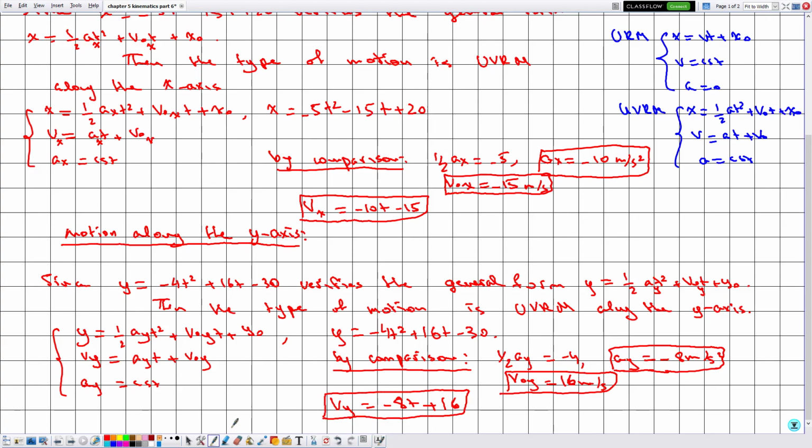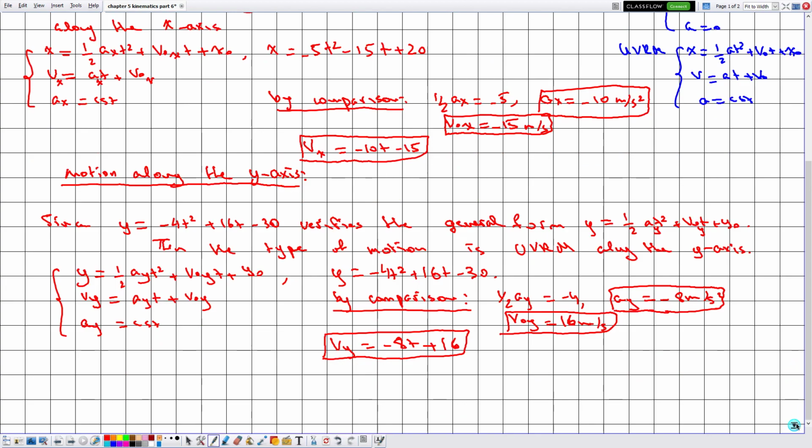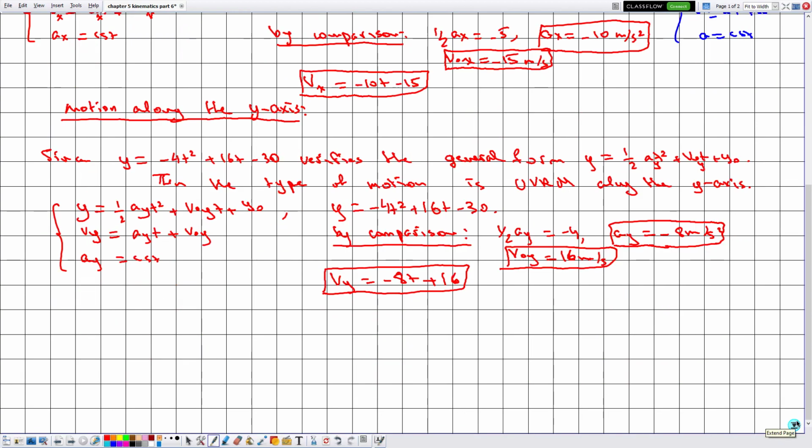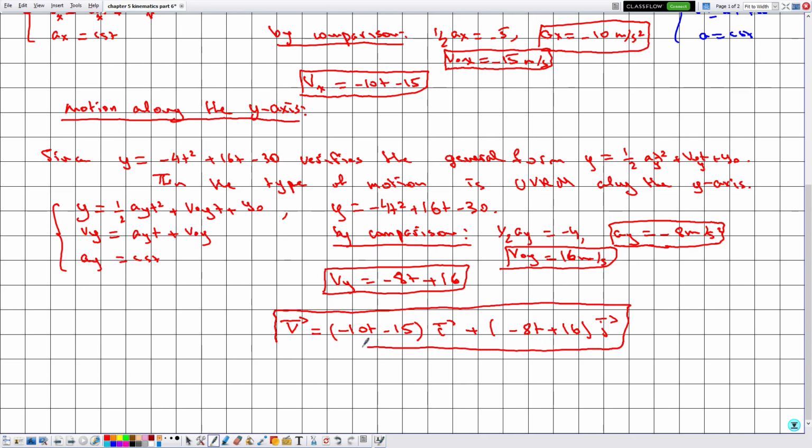Now after we have determined the x component and the y component of the velocity, we can say that v is equal to (minus 10t minus 15) i plus (minus 8t plus 16) j. So this is the velocity vector v. For sure the unit of v in the SI is meters per second.